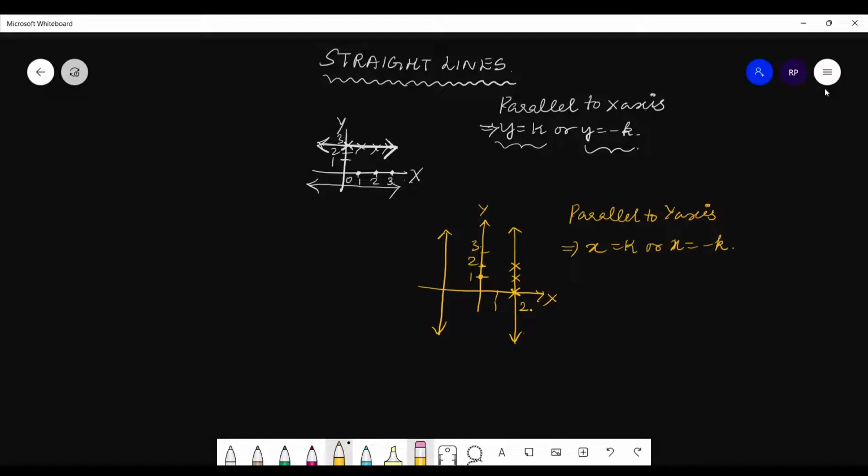So this is about the first form of line, that is lines parallel to the coordinate axis. When I say coordinate axis, it is plural. We are talking about both the x and y axis. In this first case, it is parallel to the x-axis. In the second case, it is parallel to the y-axis. So this is about the first form of equation of line. Now let us go to the second form of equation.